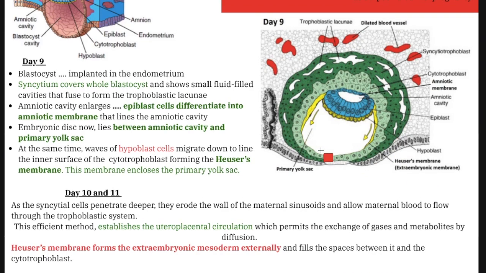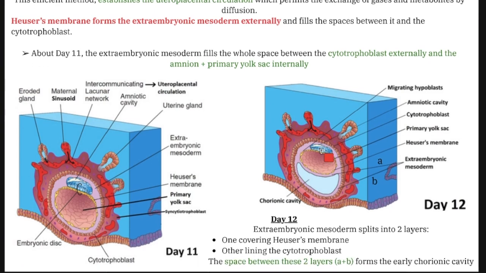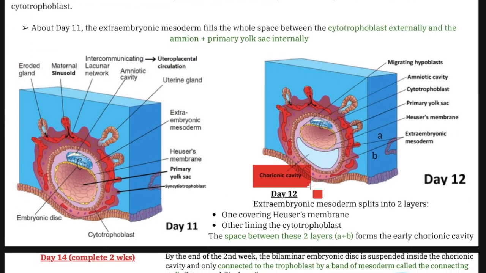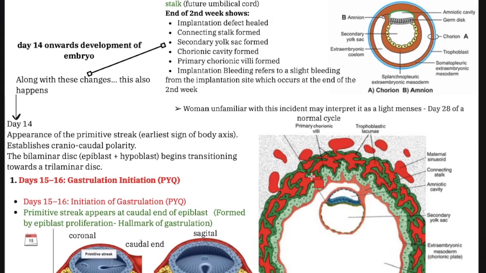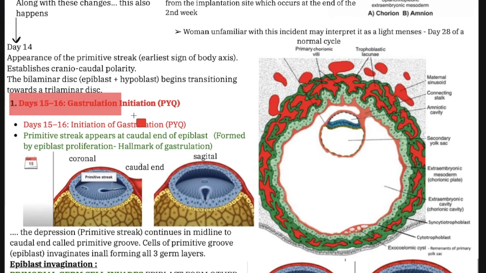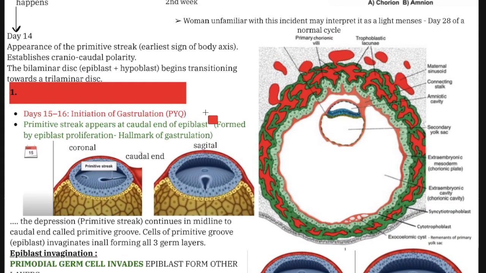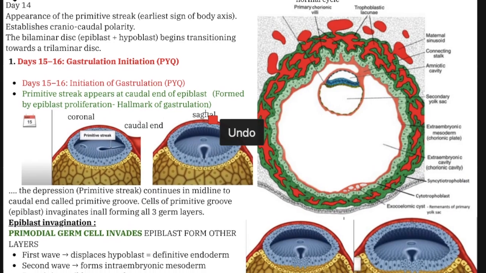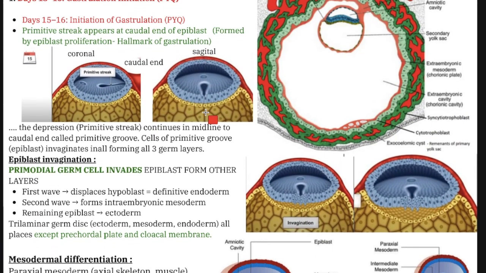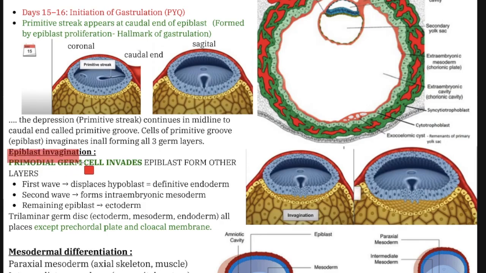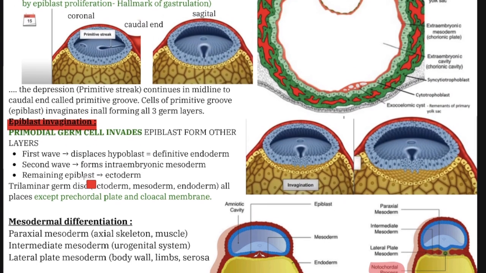This brings us to week 3, and the pivotal process of gastrulation. The hallmark of gastrulation is the appearance of the primitive streak on day 15, at the caudal end of the epiblast. This structure establishes the body's craniocaudal axis. Cells of the epiblast then invaginate, or migrate inwards, through the primitive streak. This invagination happens in waves.